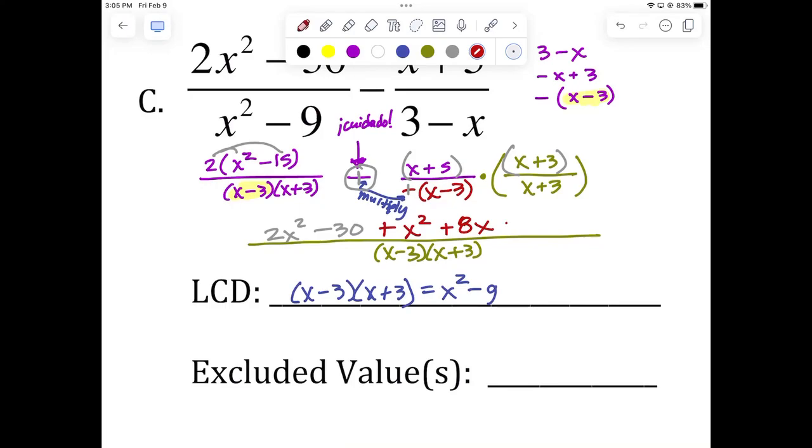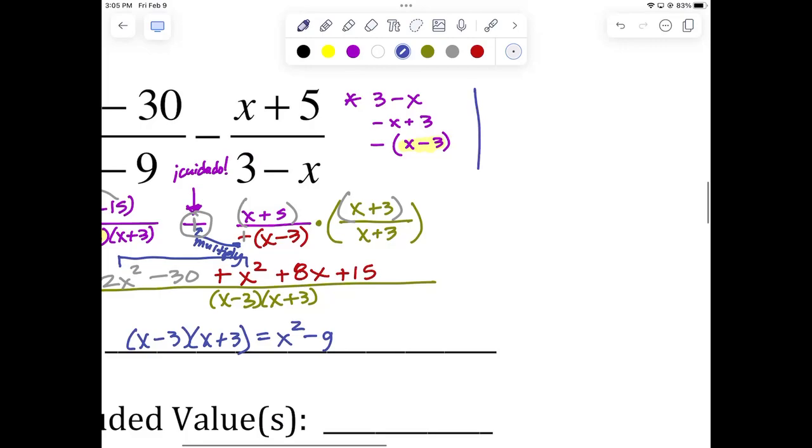And then 5 times 3 is 15. That's the last. So first, outer, inner we did together, and then last. All right, now we just need to carefully, and I say carefully this time because it's a warning to myself, Stella caught it on the previous one. I need to write everything in descending order, carefully and slowly. 2x squared plus 1x squared.